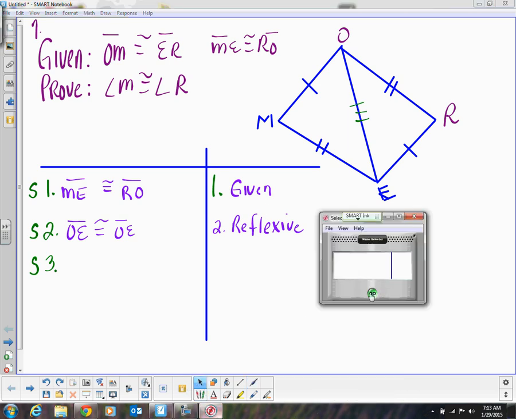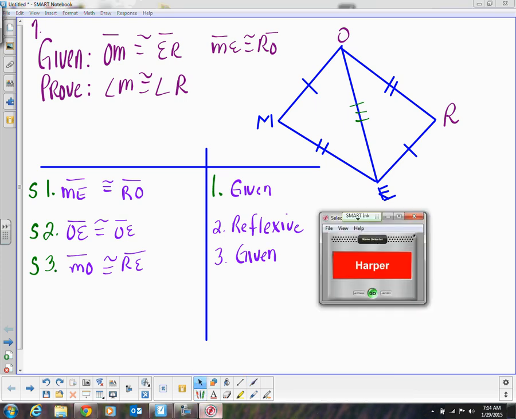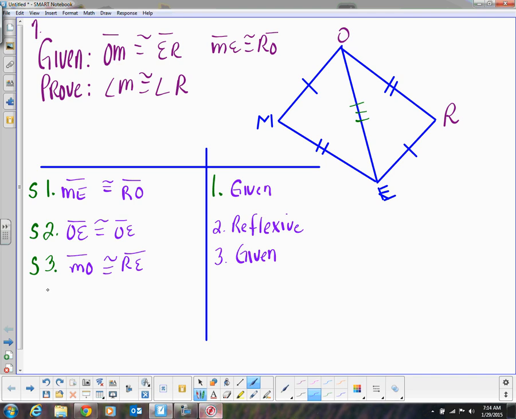All right. Third pair of sides goes to Harper. MO and RE. MO is congruent to RE. Nice. And why is that? Because it's given. All right, we have justified all 3 parts. We should be able to conclude with that statement now. Devin, what is this part going to say?